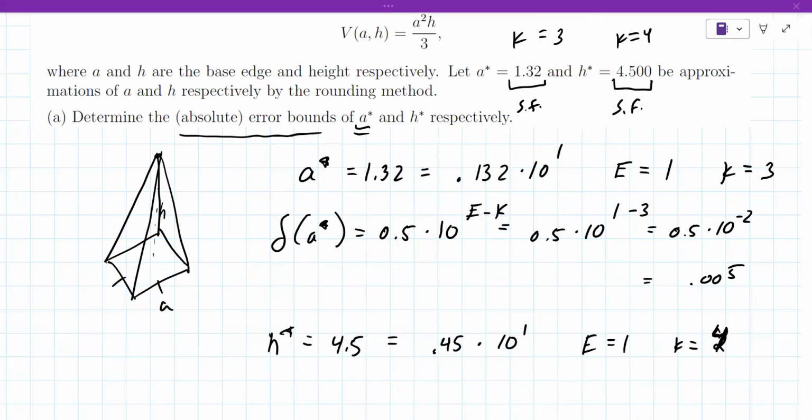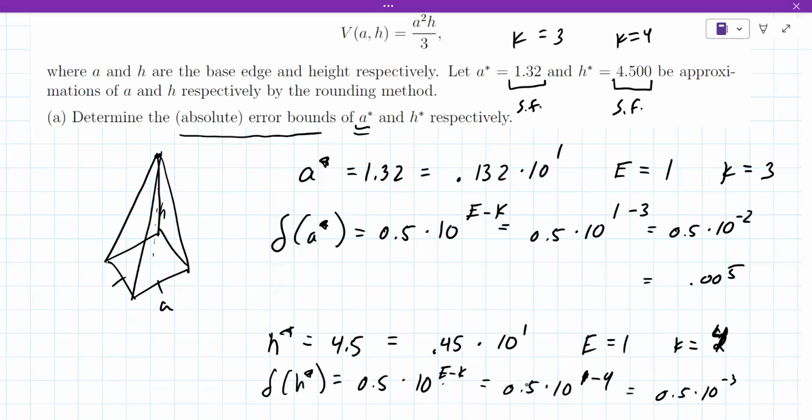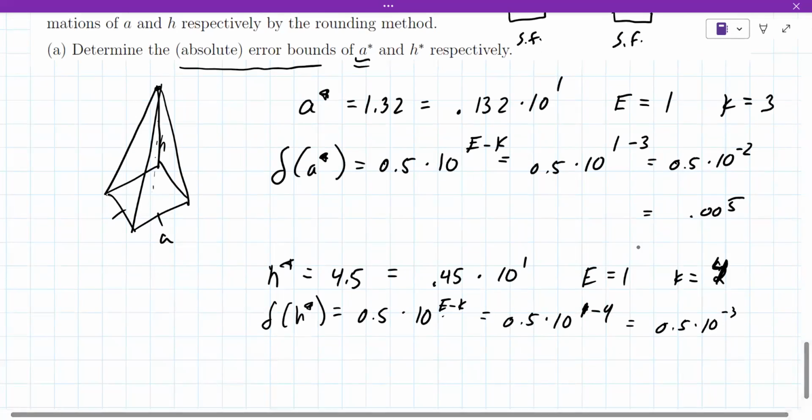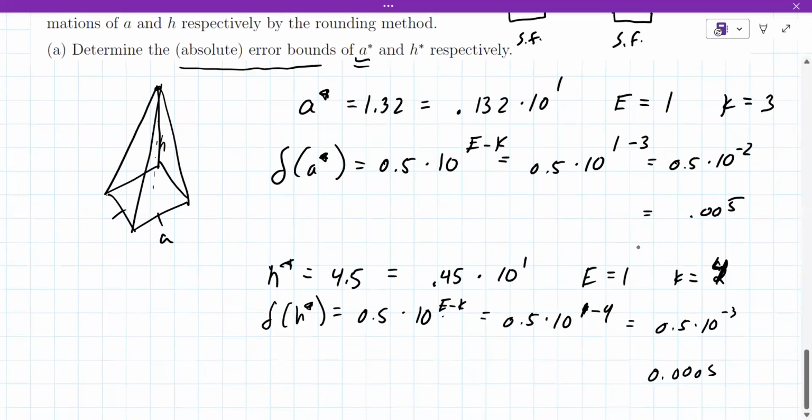Any questions on that? Okay. All right. So delta H star is 0.5 times 10 to the E minus K, which is 0.5 times 10 to the 1 minus 4, which is 0.5 times 10 to the minus 3, which is 0.0005. It's an extra 0 in there. Okay.